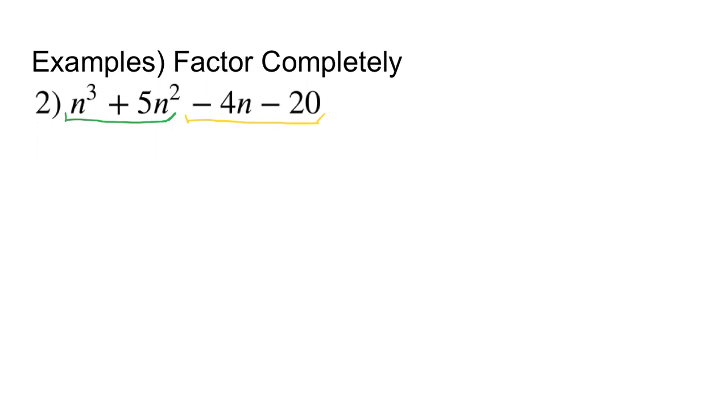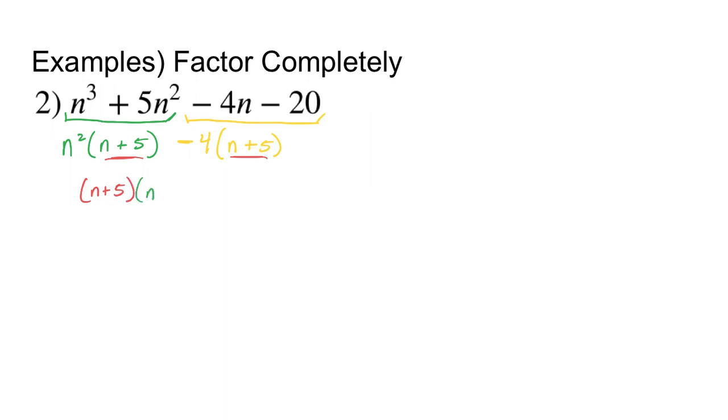But if you look at the first 2, the ones that I've underlined in green, you should see that an n squared can be pulled out, and I'm left with an n plus 5. And in the second set, I can pull out the negative 4, and I'm left with n plus 5. Did you notice how the 2 parentheses match? The n plus 5s match. So I can write them one time.